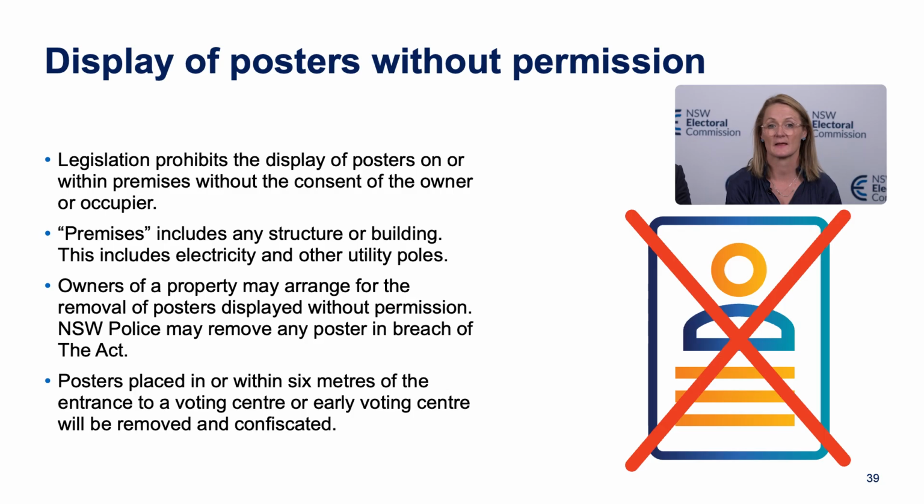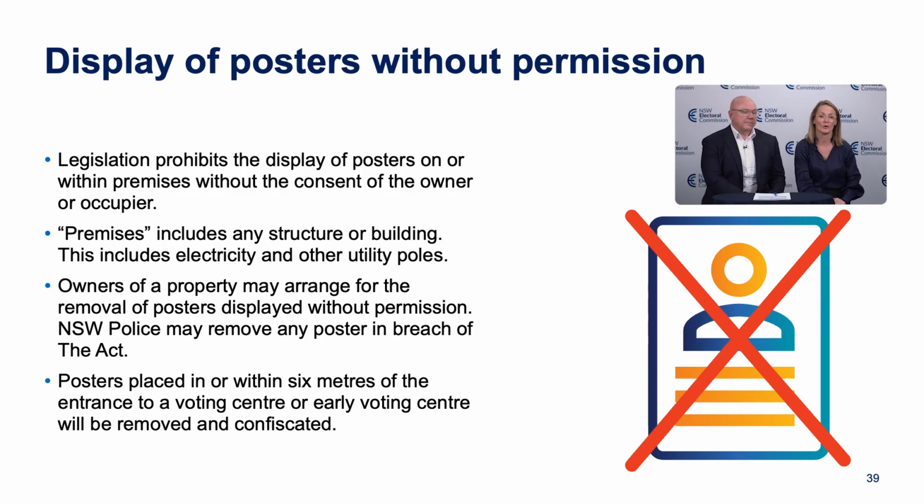The legislation prohibits display of posters on or within the premises without the consent of an owner or occupier. A premise may include any structure or building. This includes electricity and other utility poles. Owners of a property may arrange for the removal of posters displayed without permission. New South Wales Police may remove any poster in breach of the Act.